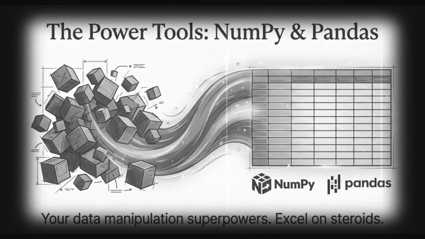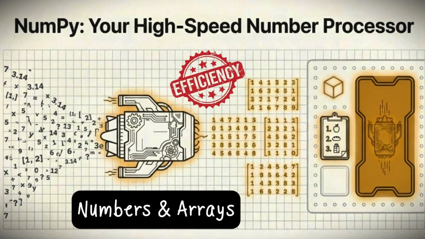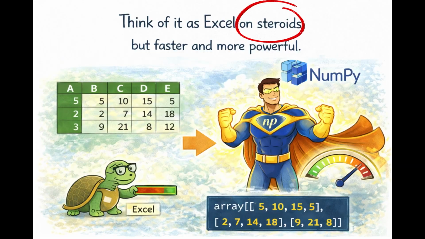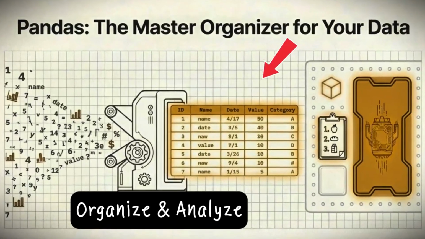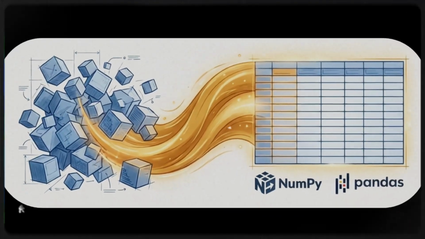Now, NumPy and Pandas are your data manipulation superpowers. NumPy lets you work with numbers and arrays super efficiently. Think of it as Excel on steroids, but faster and more powerful. Pandas helps you organize and analyze data in tables just like Excel spreadsheets, but with way more capabilities and speed.